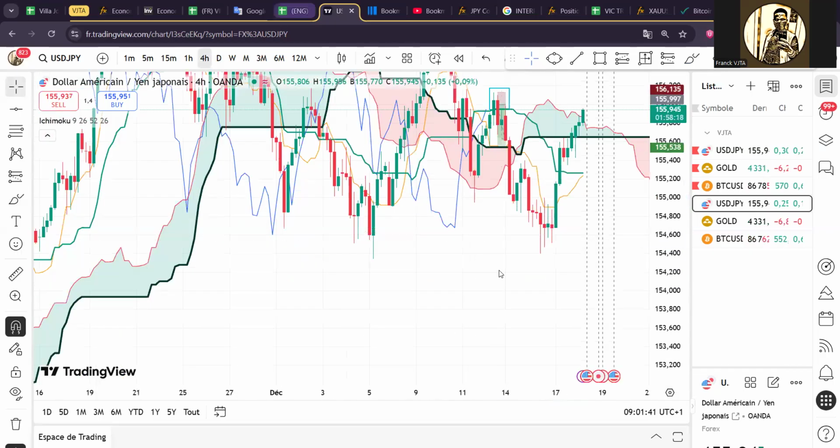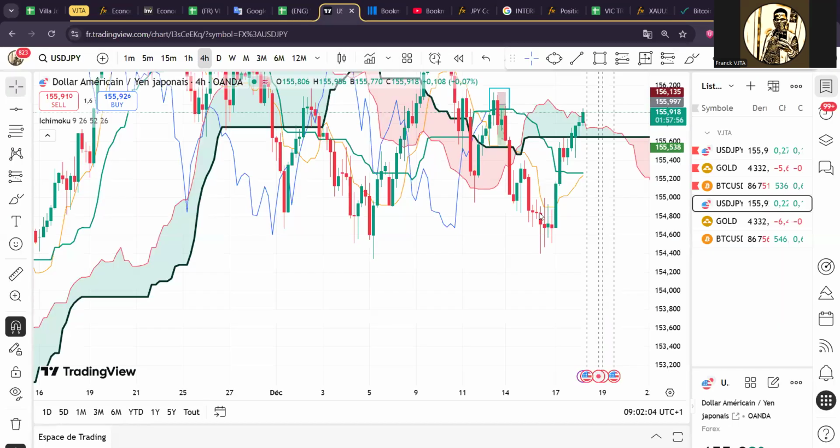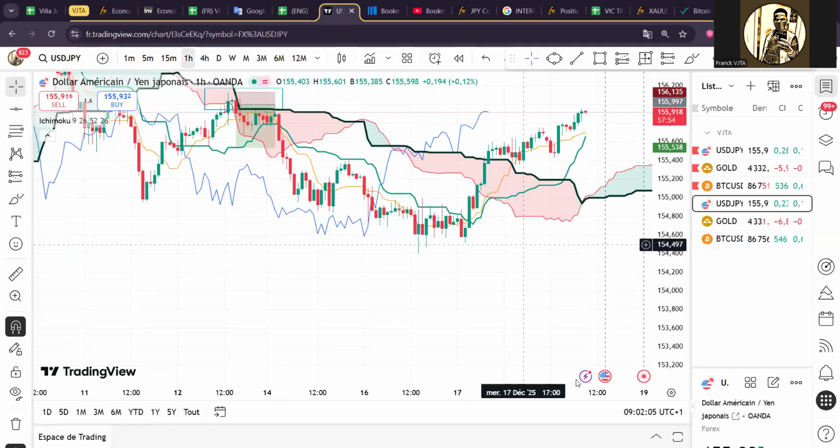You can also do it on another time frame, on H1, for example, H1 to 5 minutes. So if you see any setup on H1, you will go on 5 minutes, and then take the inverted Tenkan as an entry in 5 minutes. So let us look at H1.